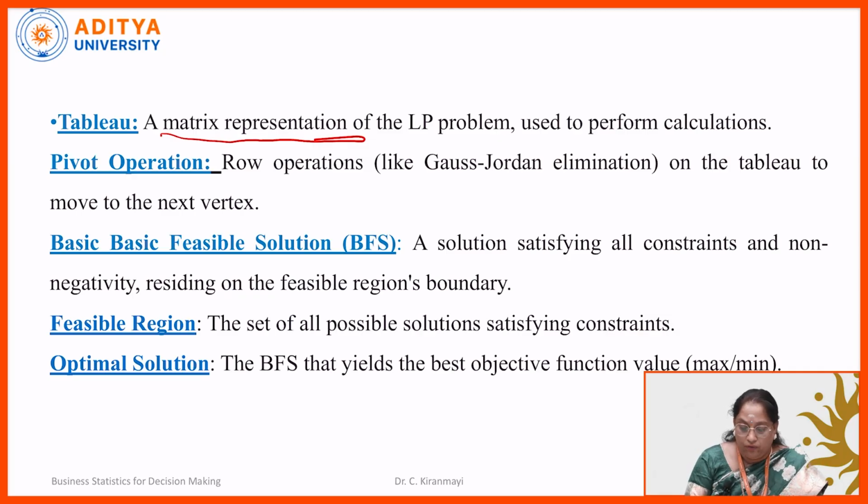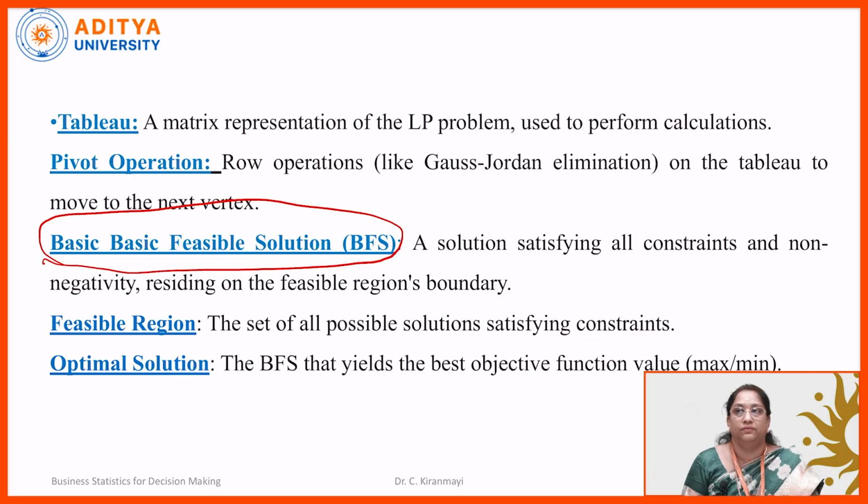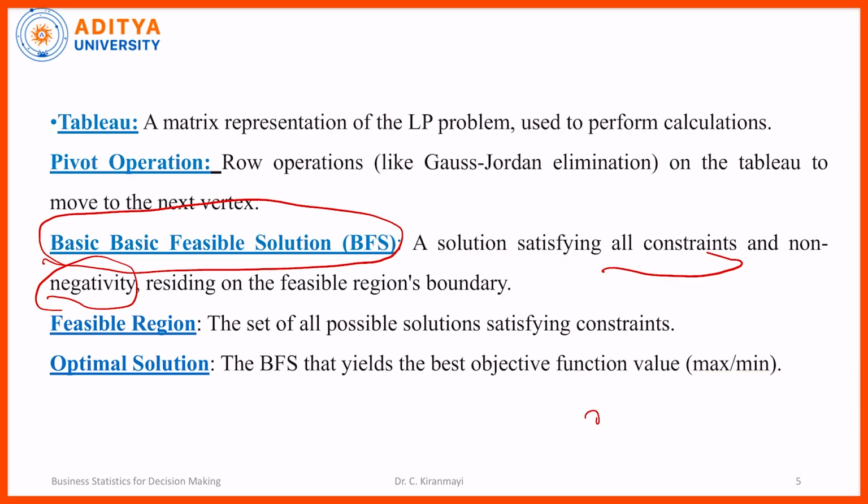And we also use another term, basic feasible solution. The initial basic feasible solution is a solution which satisfies all the constraints, including the non-negativity constraint. The initial solution obtained by substituting x1, x2 as zeros is called the initial basic feasible solution.